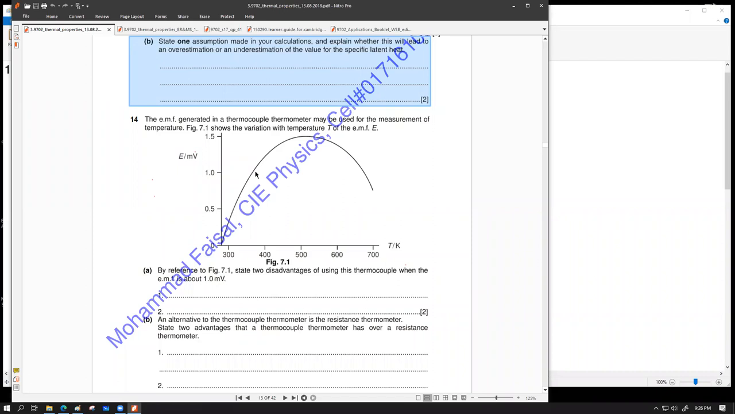Or in other words, we can say that we're going to consider the variation of temperature for those thermocouples for such a small region that part of the curve can be practically considered to be a straight line. So there are two different ways to go around this error.